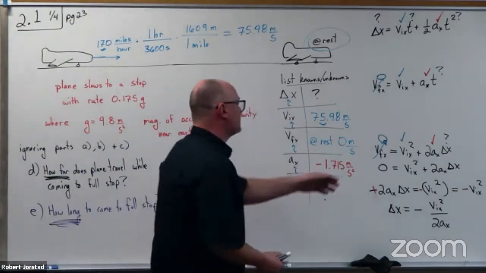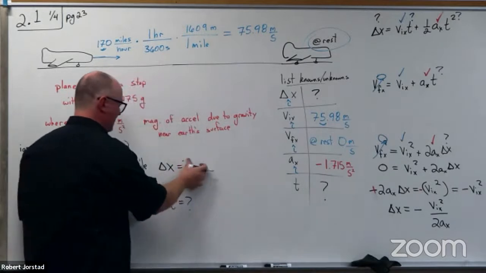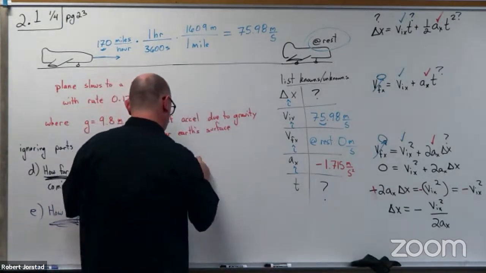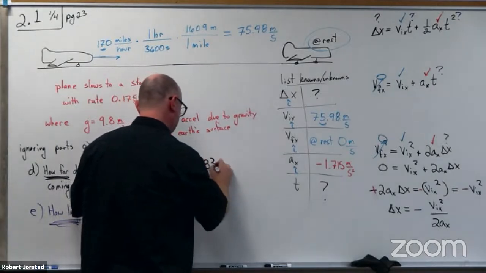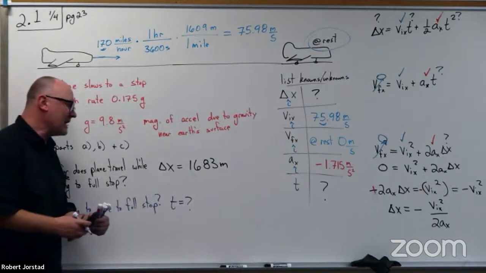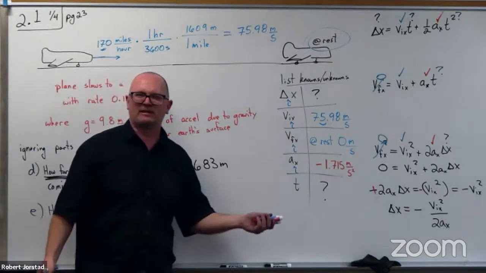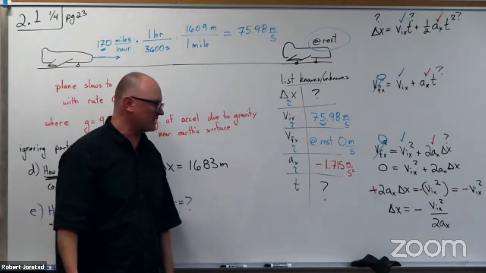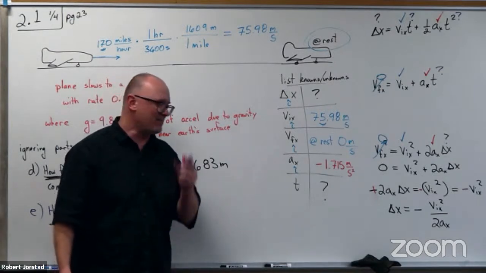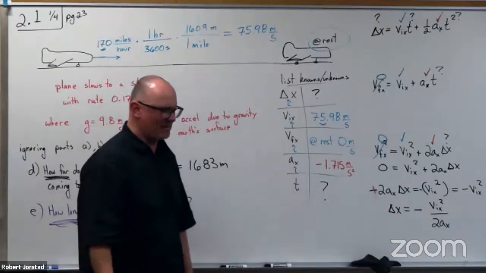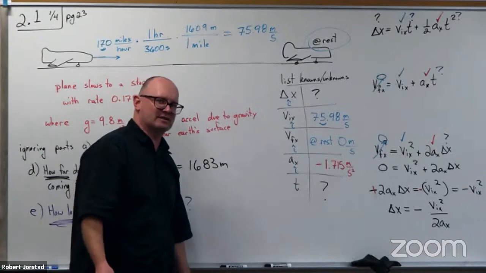I plugged in all these numbers and I found that delta x is equal to 1683 meters. So about a mile-long runway. We could think about that a little bit. That doesn't seem outrageous for a plane landing needing 1 mile to come to rest. That seems totally plausible. I made these numbers up. I think I might have done a little bit of web research, but I don't remember. So this is not an outrageous set of numbers anyway.